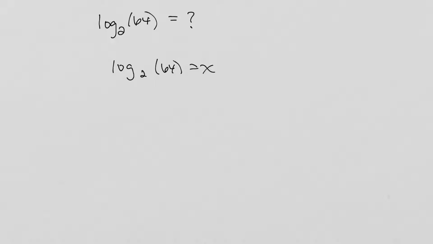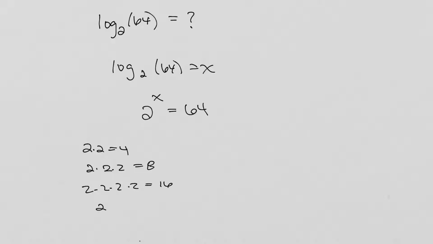I could write this as an exponent where my base is 2, my exponent is x, and that's supposed to equal 64. Right? And 64, let's see, 2 times 2 is 4, 2 times 2 times 2 is 8. If we do it 4 times, we get 16. Let's see, so 2 to the 5th is 32. 2 to the 6th equals 64.